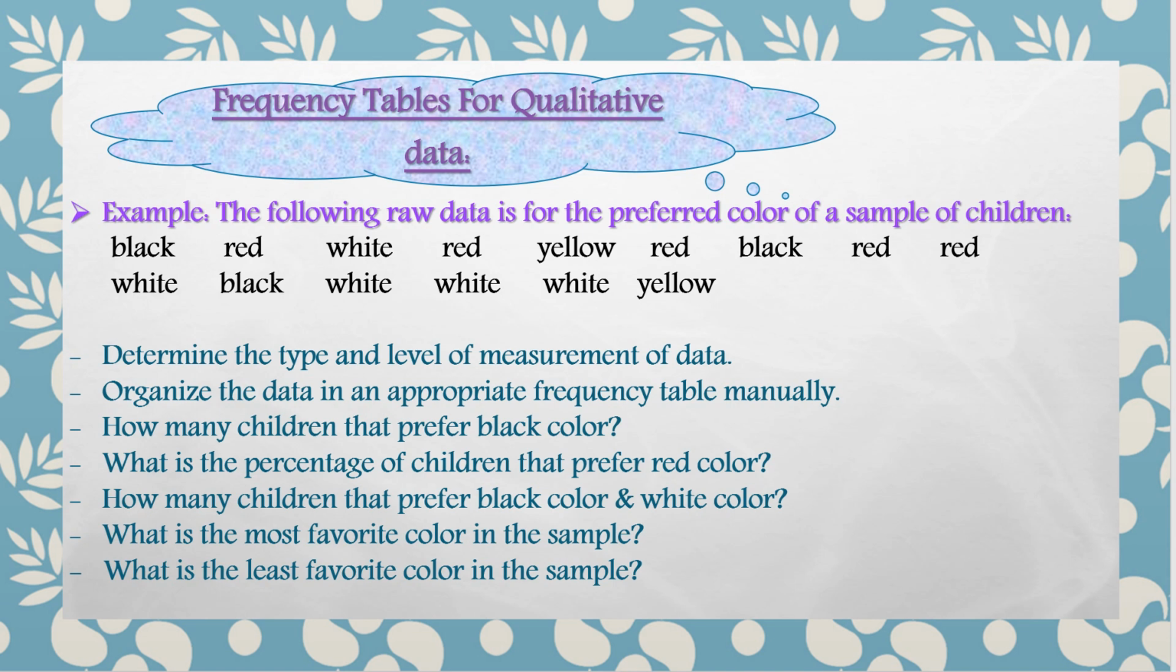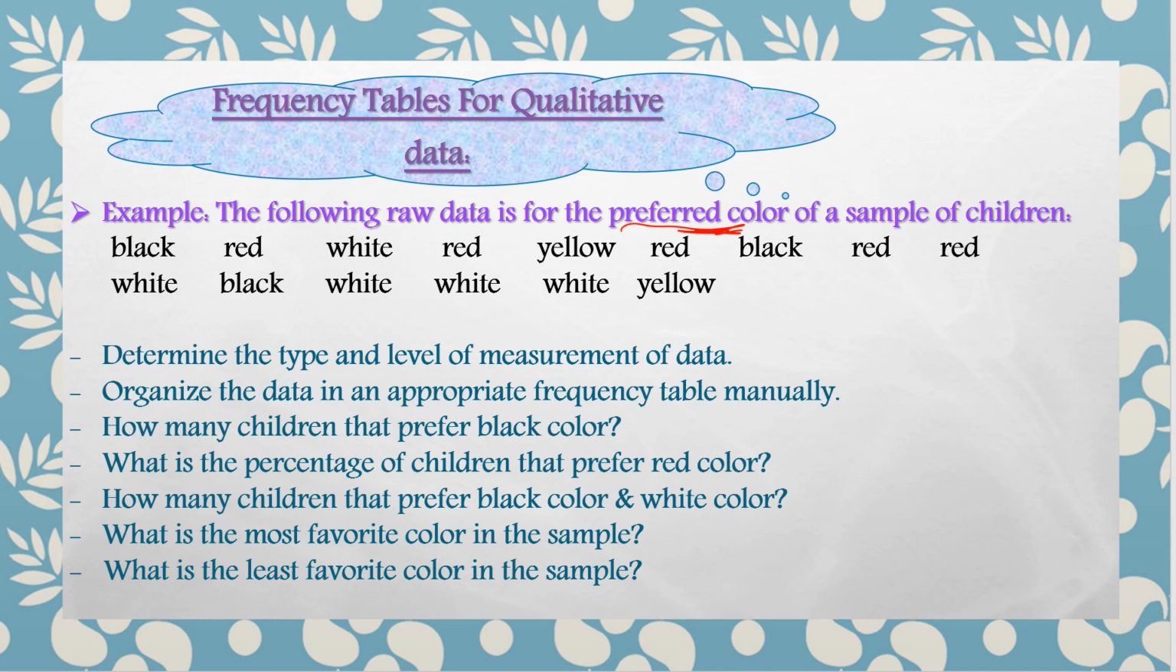Okay, let's start with question 1. Determine the type and level of measurement of data. The variable here is the preferred color of a sample of children. So the preferred color is a qualitative nominal variable, and the level of measurement for qualitative nominal variable data is the nominal level of measurement. Okay, question 2, organize the data in an appropriate frequency table manually.